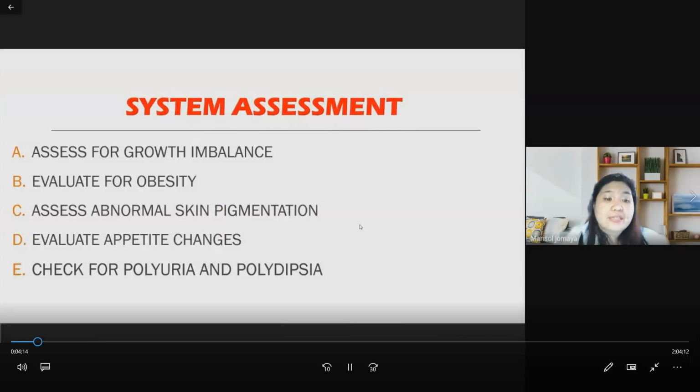So you have your assessment for growth imbalance. Remember your growth hormone. You are always going to evaluate for obesity, because some types of hormone disorders have manifestations of truncal obesity, and that would be Cushing's disease or Cushing syndrome.